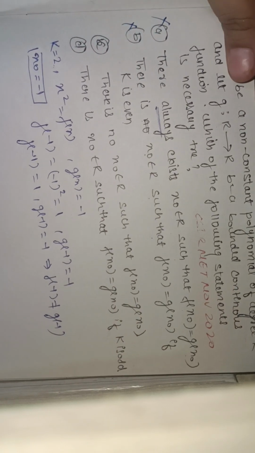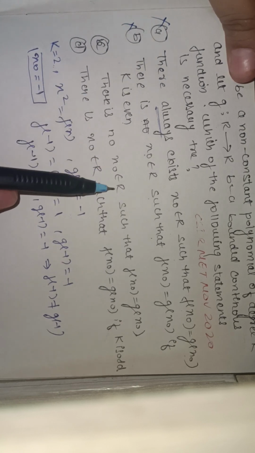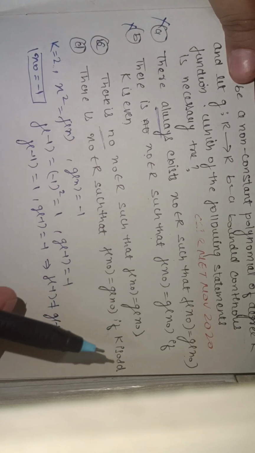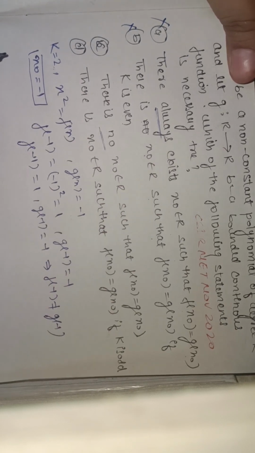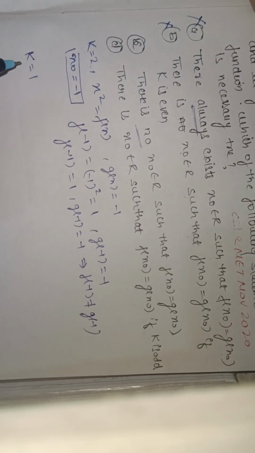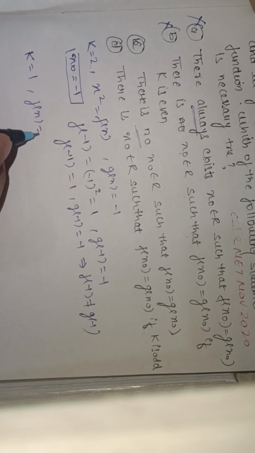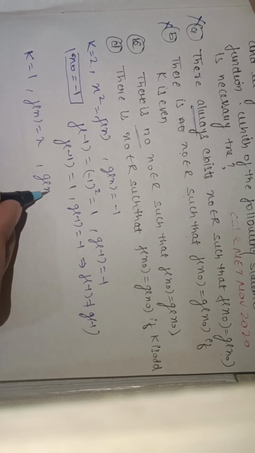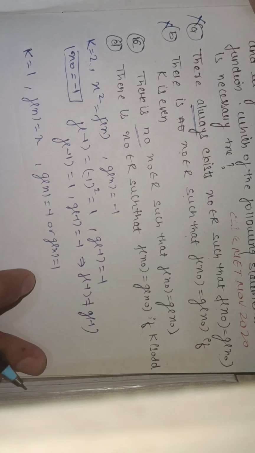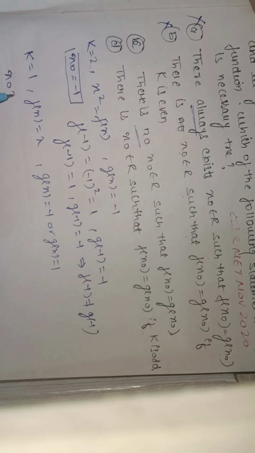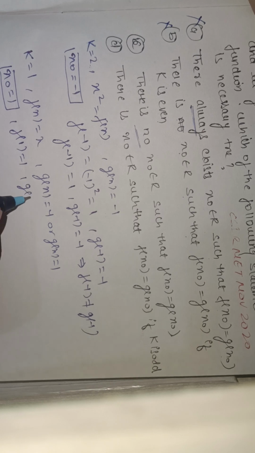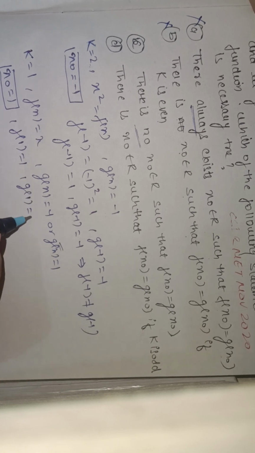Now we will discuss option C. There is no x0 belongs to R such that f(x0) belongs to R. So here no x0 is given. If we take k equals 1, then the polynomial f(x) is equal to x, and g(x) is equal to -1 or g(x) is equal to 1. If we take any of these, then for x0 equals 1, f(1) is equal to 1, and g(1), if we take this one, is 1.